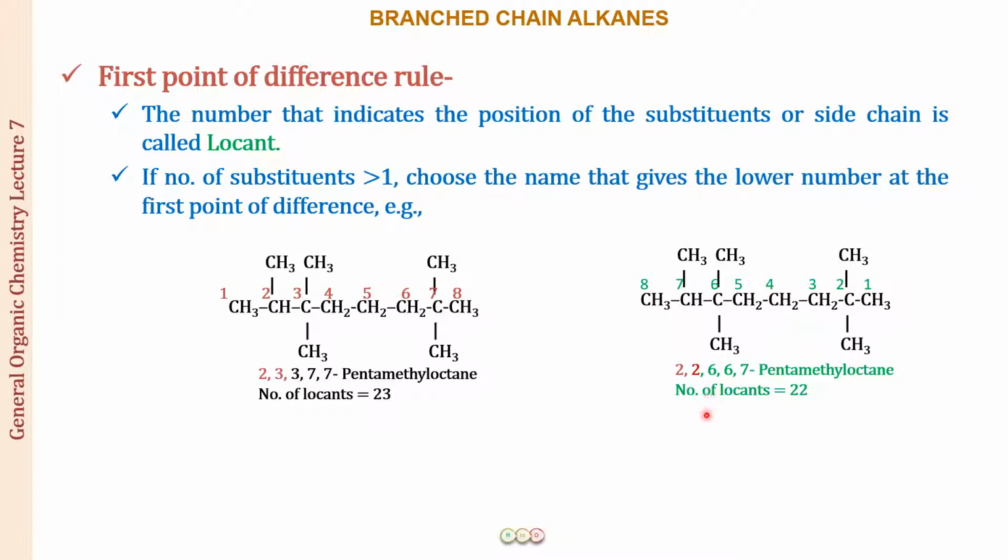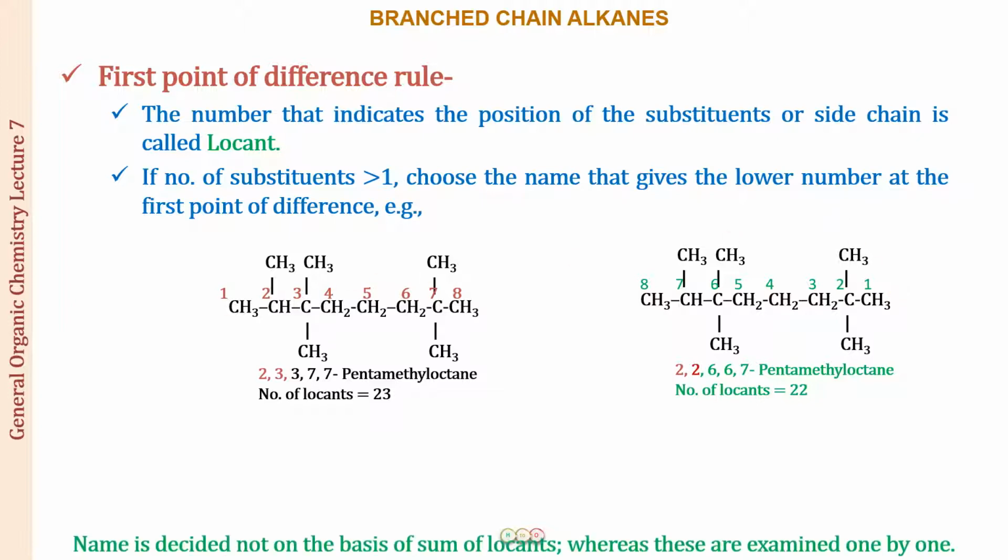Why? Because the locants over here are 2, 2, where the first point of difference has come, and this is 2, 3. So 2, 2 is a smaller number than 2, 3, right? I hope this is clear how you have to number the parent chain so that we get the lowest number at the first point of difference.